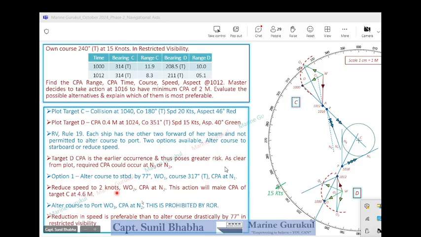Because in restricted visibility, we always avoid huge alterations of course. Because there may be a ship which may be following us or overtaking us. A huge alteration is going to put that ship in a tricky situation. So that's why always, as per ROR, in restricted visibility, give preference to reduction of speed as compared to the alteration of course. Forget about steerage way. Even if you need to stop the ship or even if you need to go astern, that is also to be done. ठीक है sir.